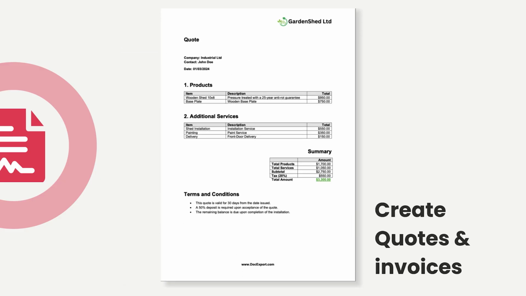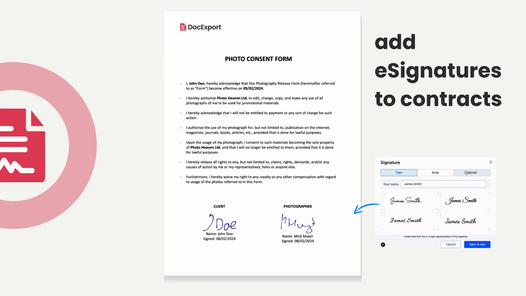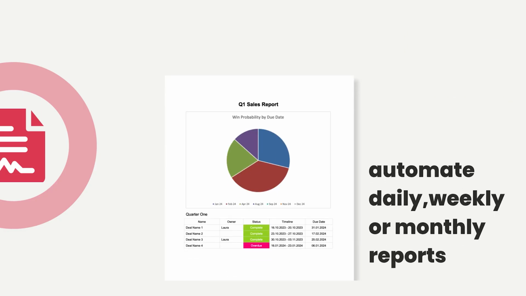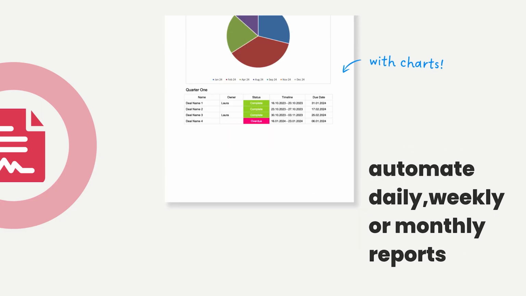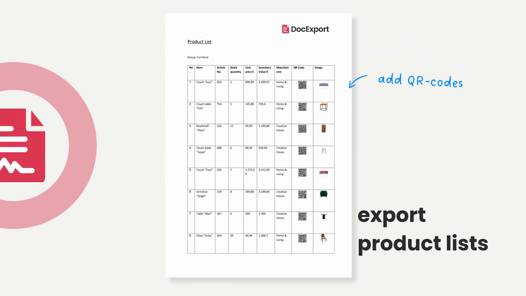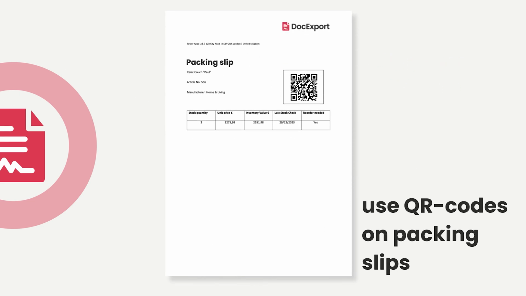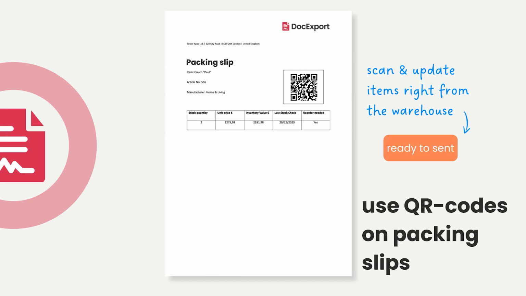Create quotes and invoices using mirror columns, formulas, and data from connected boards. Add e-signature fields to your contracts. Auto-generate weekly reports with charts. Export product lists with images and QR codes, and even use QR codes on packing slips so your team can scan and update items right from the warehouse.